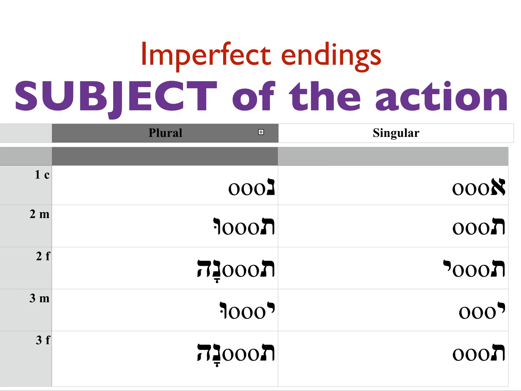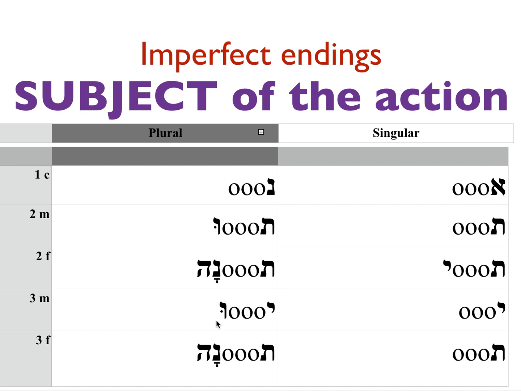These are the forms of the imperfect. For the first person it is aleph. I'm going to skip to first person plural, that's nun. So aleph first person singular, nun first person plural. And then looking down at third person masculine, it's yod. So if you see a yod, you know you are in third person masculine.